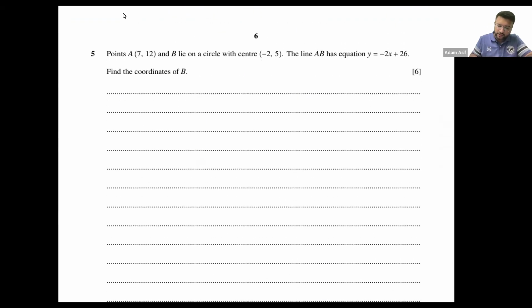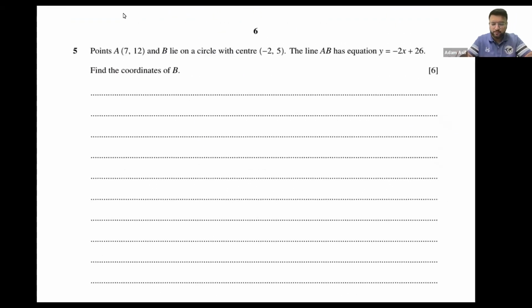Okay. Question number 5. Point A and B lie on a circle with a center -2, 5. The line AB has an equation y equals to -2x plus 26. Find the coordinates of B. So we have a circle. We know the 2 points. Let's say A is 7. We know the center of the circle, that is -2, 5. और हमें एक point पता है A, that is 7, 12.